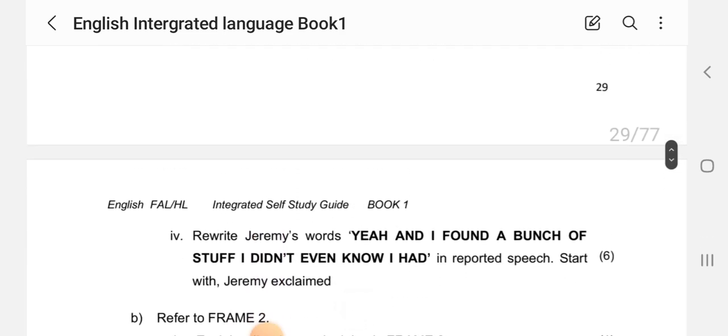Yes. And then let's look at number 4. Rewrite Jeremy's words, "I found a bunch of stuff I didn't even know I had," in reported speech. Start with "Jeremy exclaimed." So you need to write it in reported speech: Jeremy exclaimed that he had found a bunch of stuff he hadn't even known he had. When you're reporting, you're telling someone, this is what Jeremy had said. So that is reported speech. Okay, that's how you write it.